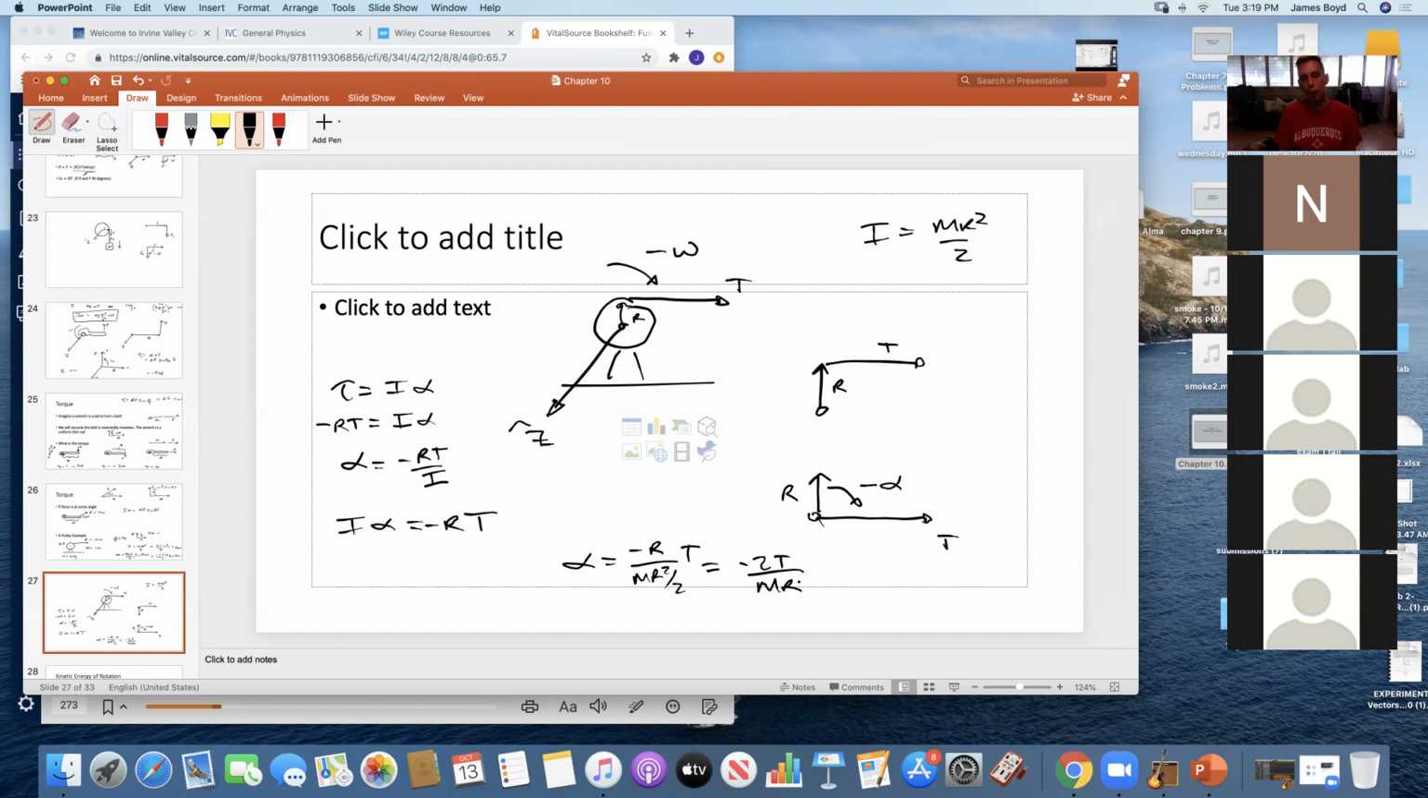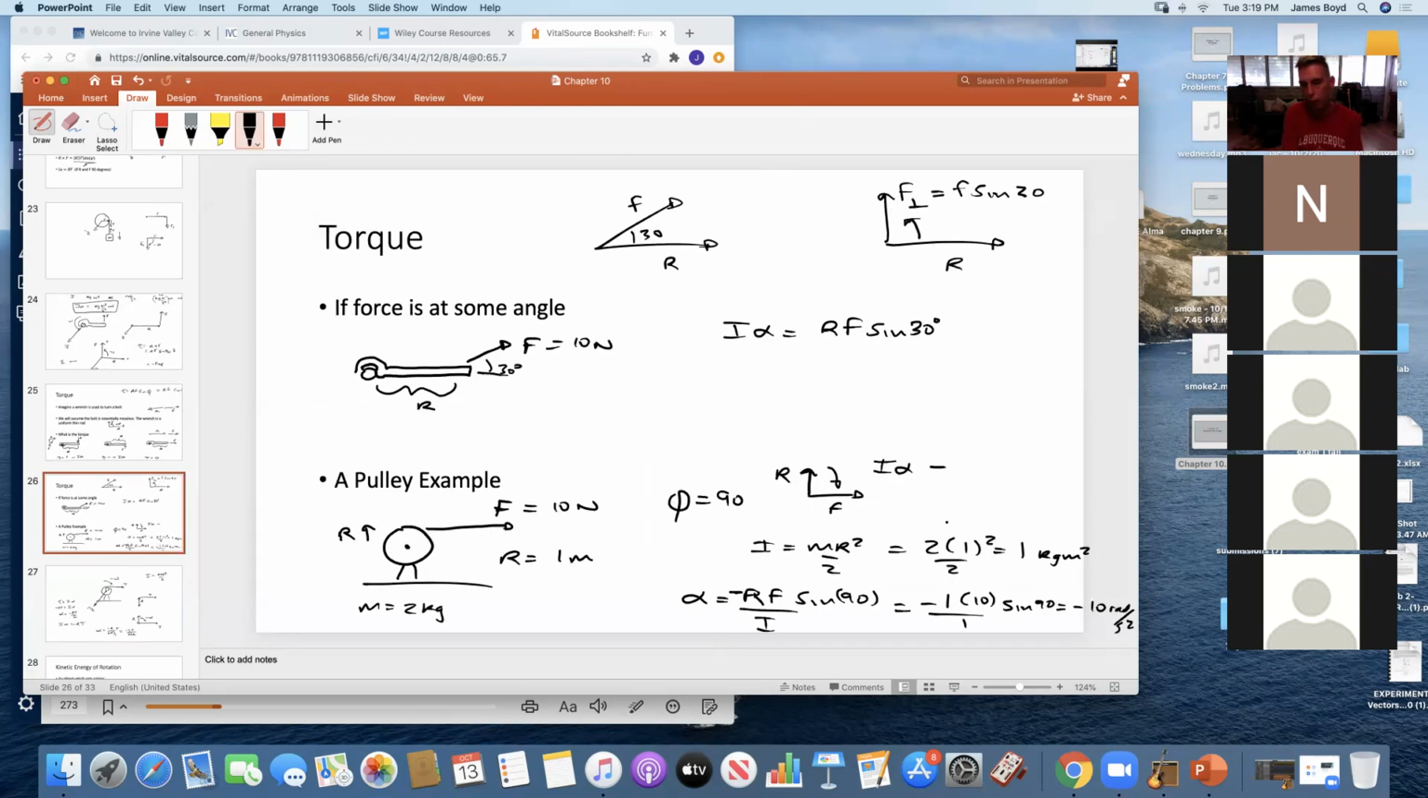If we started from rest, we could find the angular velocity when time is equal to 10 seconds. We could go on and do all sorts of fun problems with this. But this is the key concept. We have a force being applied at some distance from the axis of rotation, and that causes a rotation. And in this case, it's negative because it's clockwise direction. When I turn R to T, I'm going clockwise.